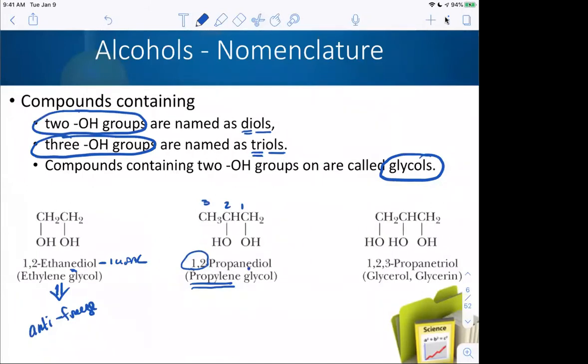Now this guy is pretty common, especially if you're looking at biochemistry, because this glycerol is the backbone of triglycerides and other important lipids in biochemistry. It is a 1,2,3-propanetriol, note the E, triol. That would be the IUPAC name, but it's also very commonly known as glycerol or glycerin. And again, it's the backbone for triacylglycerides, which are fat molecules and are important lipids in biochemistry.